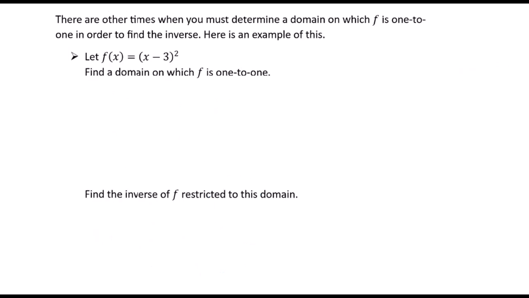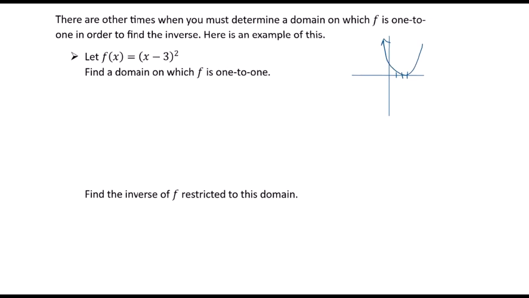There are other times when you must determine a domain on which f is 1 to 1 in order to find the inverse. Here's an example of this. Let f of x equal x minus 3 quantity squared. Let's find a domain on which f is 1 to 1. If we think about this function, this is a parabola that has been shifted to the right 3 places.